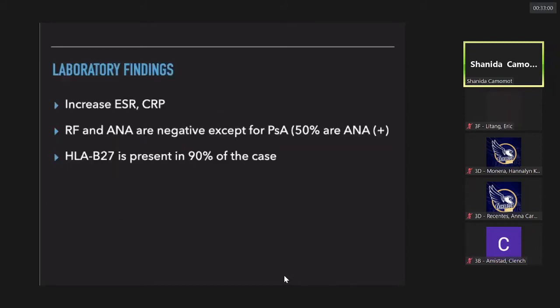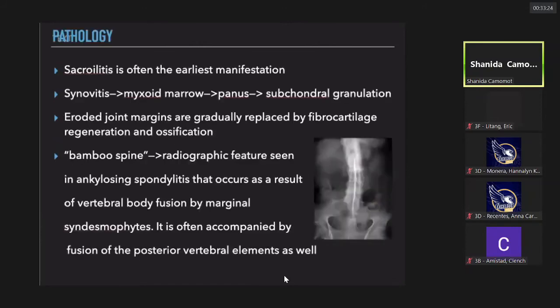Laboratory findings wise, this condition, or spondyloarthritis in general, will have increased inflammatory markers, so increased ESR and CRP. As I said earlier, rheumatoid factor and ANA are negative except for psoriatic arthritis, where 50% of the patients will be positive, and HLA-B27 is present in 90% of these cases. Sacroiliitis is often the earliest manifestation in spondyloarthritis.